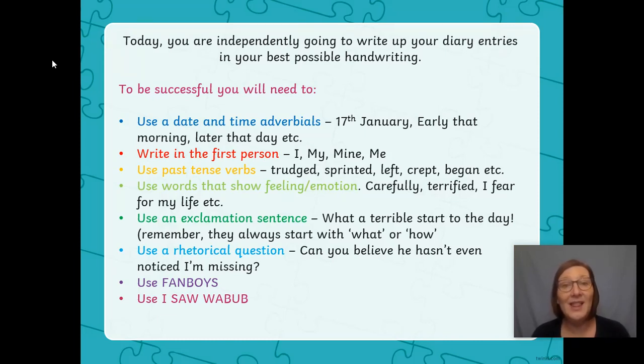So the more that you send things in, the more we can put things out there. So to be really successful today, make sure that you use date and time adverbials. And remember, that's the first thing we had to do, so people knew exactly when your diary was from.